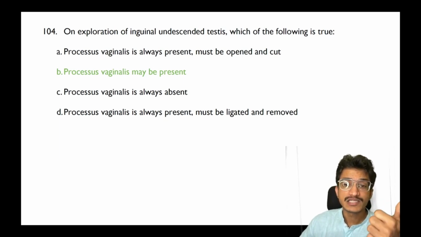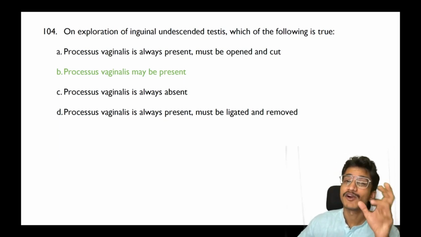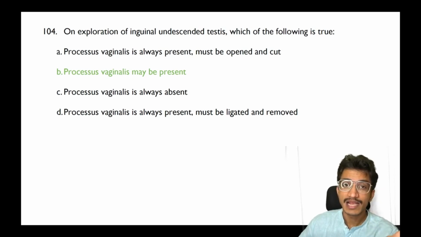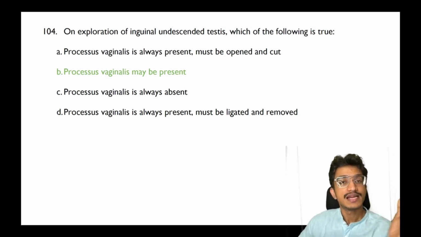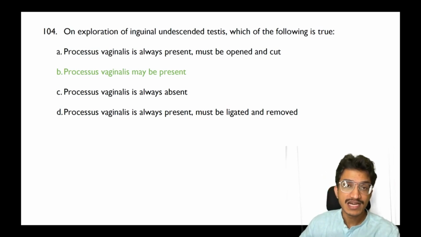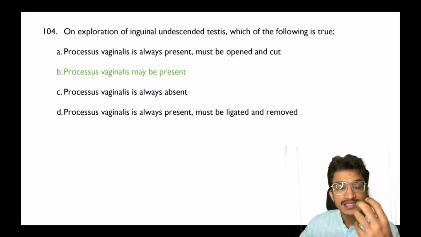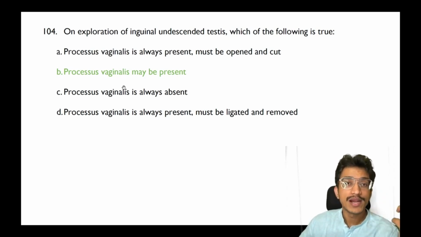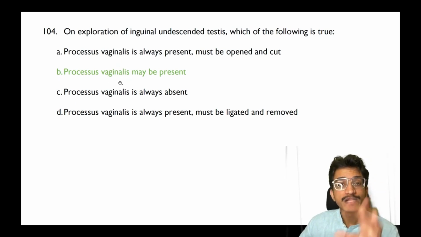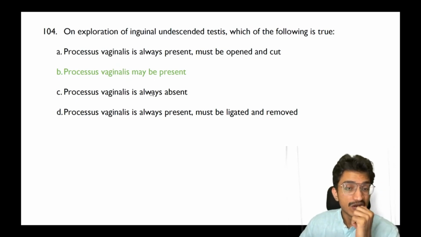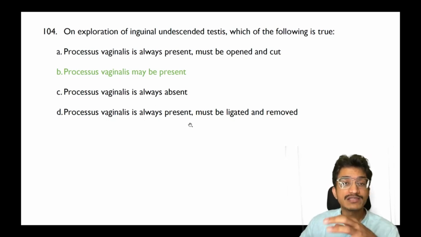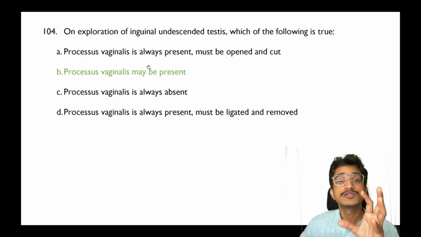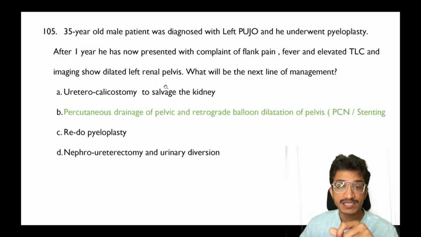Inguinal undescended testes question regarding processus vaginalis, and I have not been able to find a very accurate reference in either of our books, but what I read online is that processus vaginalis usually gets obliterated, what we commonly see while the testis is descending, but in undescended testes there may be presence of processus vaginalis, which is associated with inguinal congenital hernia. So according to me, the answer should be that it may be present. It is not always absent, it is not always present, so according to me, the answer should be it may be present.